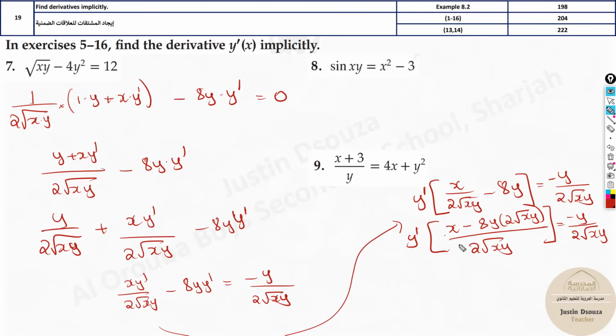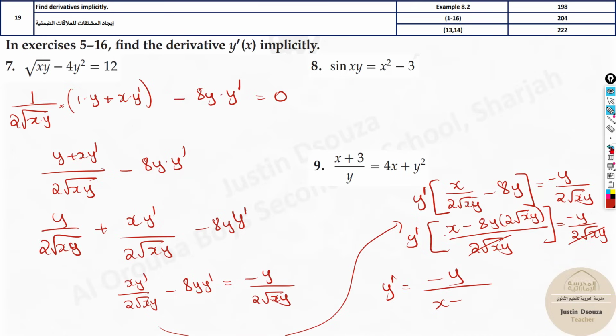Now this is all multiplication, right? So I can just take this to the other side and this cancels. See, I'll just show you, this cancels with this. Why? Because they are all multiplication. And now basically this goes to the denominator. Whatever is over here just goes to the denominator. Y dash equals minus y divided by x minus 8y.